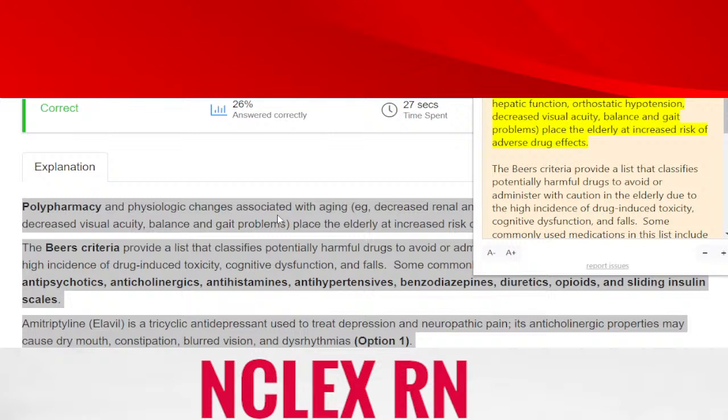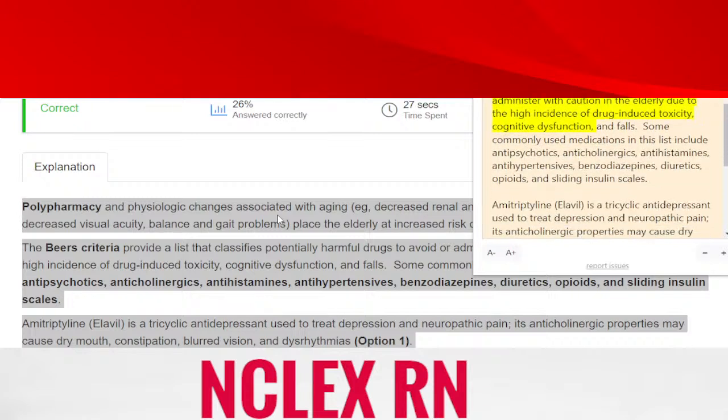Polypharmacy and physiologic changes associated with aging, e.g., decreased renal and hepatic function, orthostatic hypotension, decreased visual acuity, balance and gait problems, place the elderly at increased risk of adverse drug effects. The BEERS criteria provide a list that classifies potentially harmful drugs to avoid or administer with caution in the elderly due to the high incidence of drug-induced toxicity, cognitive dysfunction, and falls. Some commonly used medications in this list include antipsychotics, anticholinergics, antihistamines, antihypertensives, benzodiazepines, diuretics, opioids, and sliding insulin scales.